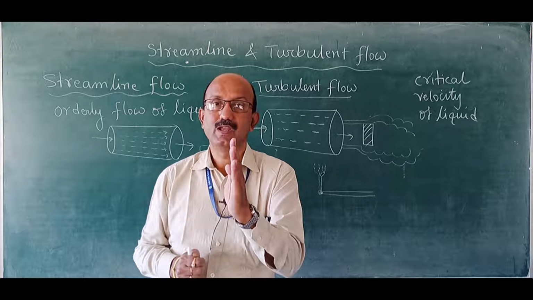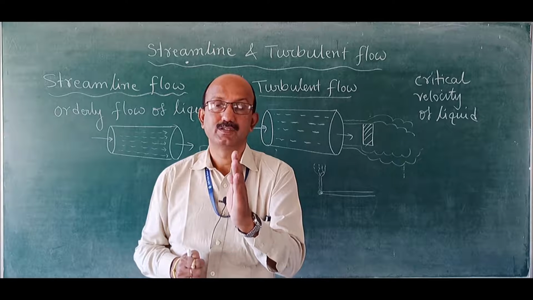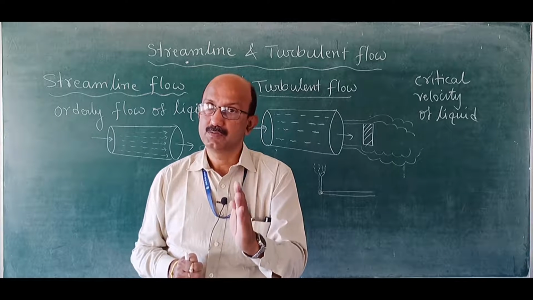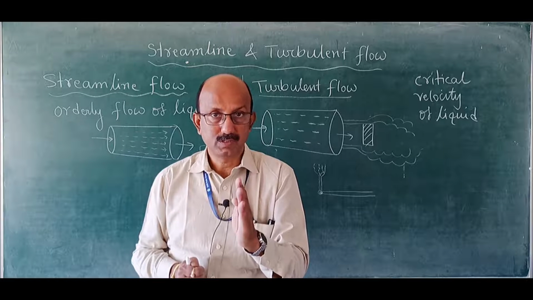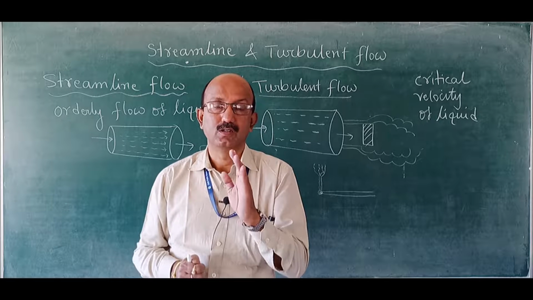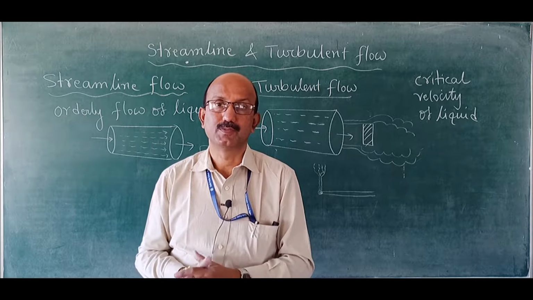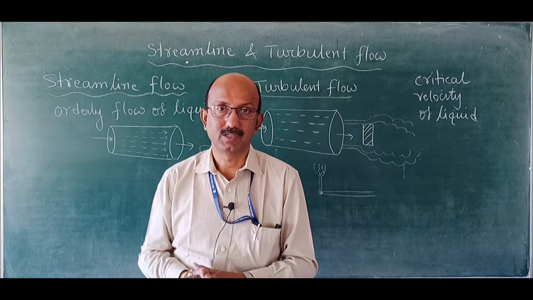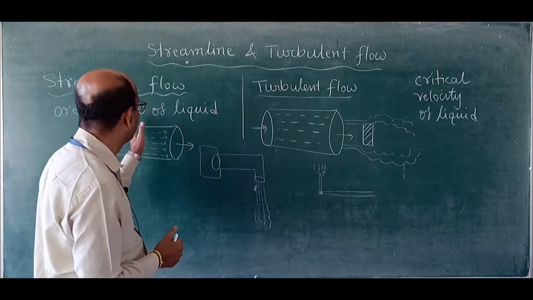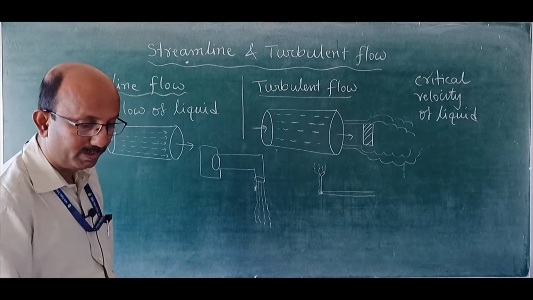So the critical velocity of every liquid is different, and it depends on the density of the liquid. Remember, there is a term called viscosity which we will learn in the next chapter, and also the radius of the tube in which it is flowing, and the length of the tube, are also determining factors of the critical velocity. So these are some basic concepts about streamline and turbulent flow. Let us discuss something about streamline flow in detail.